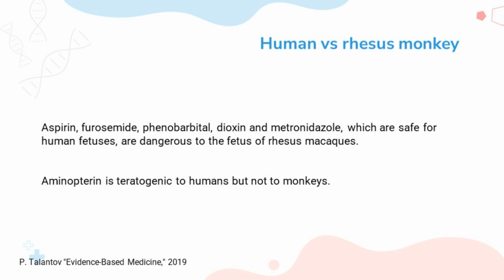Certain drugs have different effects on human and monkey fetuses. For example, aspirin, furosemide, phenobarbital, dioxin, and metronidazole are considered safe for human fetuses. However, these same substances can be harmful to the fetuses of rhesus macaques. On the other hand, aminopterin is known to be teratogenic, or harmful, to human fetuses, but it does not have the same effect on monkeys. This highlights the importance of species differences in drug safety and developmental toxicity studies.